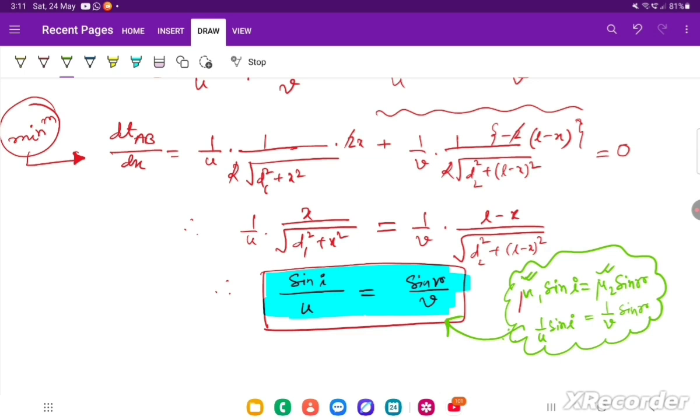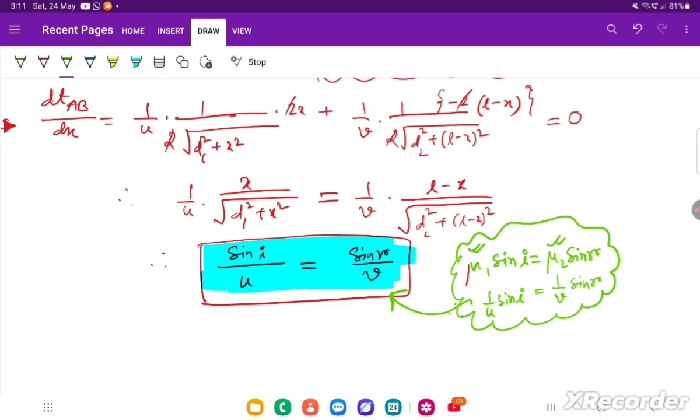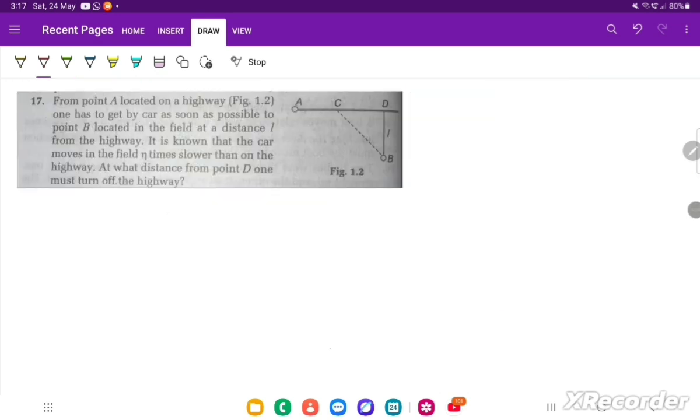I mean, this one you can take as a proof, or otherwise you can start from step 1, assuming x and all those steps. So let's use this in some problem. Let me take a problem from Irodov. We'll apply the concept that we have just learned on this problem. So let me read out the problem once.